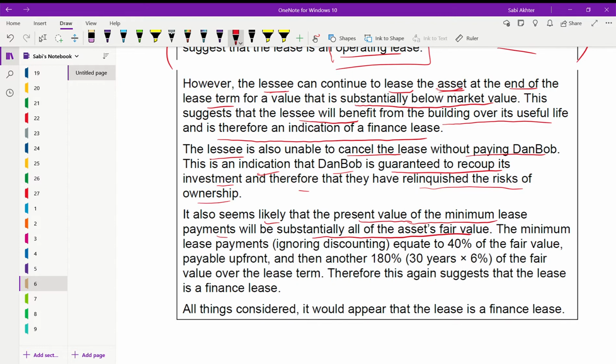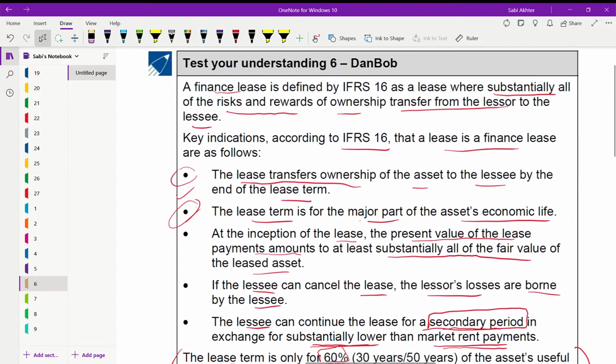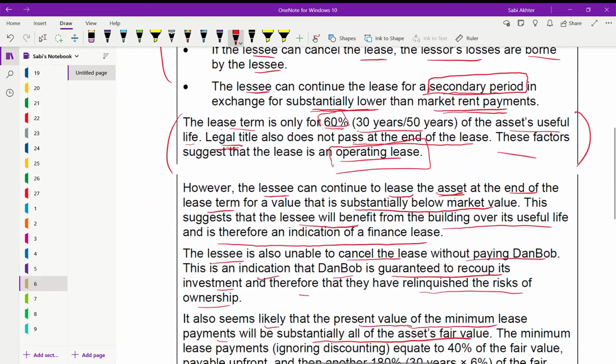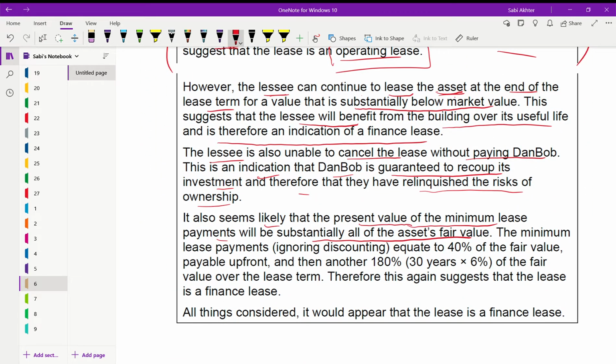So now they are linking these points to the case study. All these points they are linking below to say whether it is a finance lease or not. This whole paragraph is talking about those points. It also seems that the present value, the minimum lease payment ignoring discounting, equals 40%. This is from the case study.